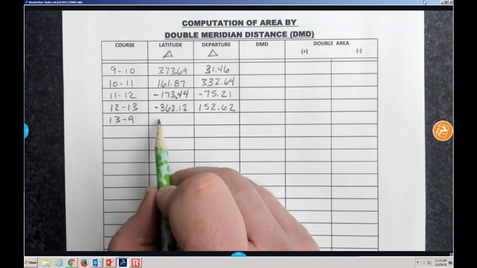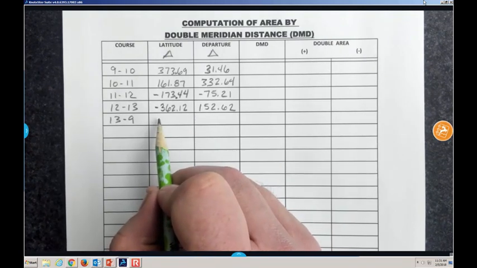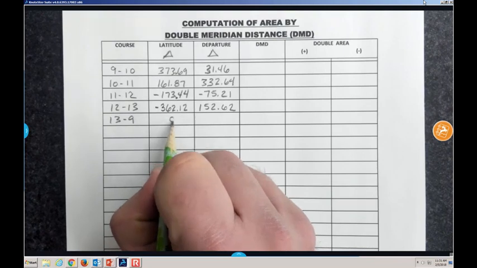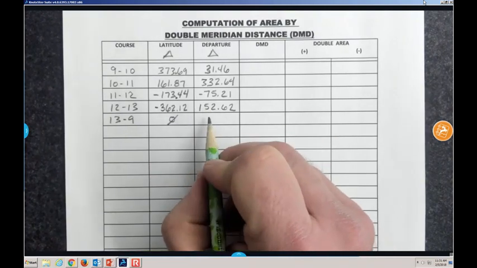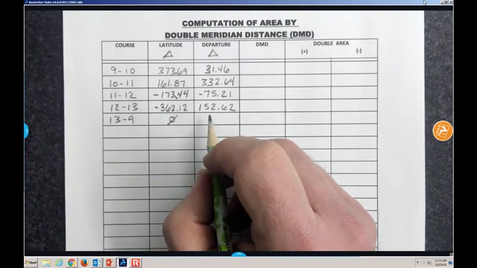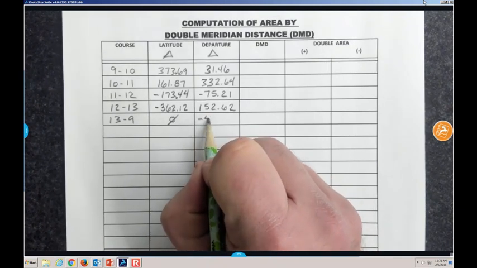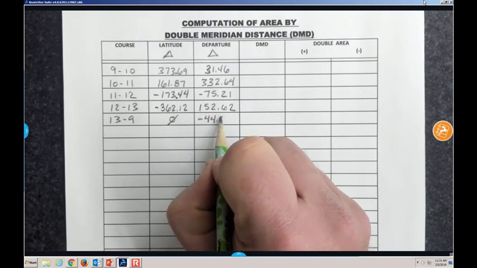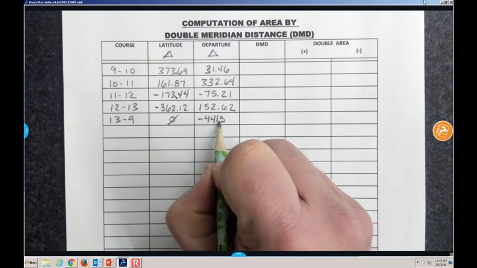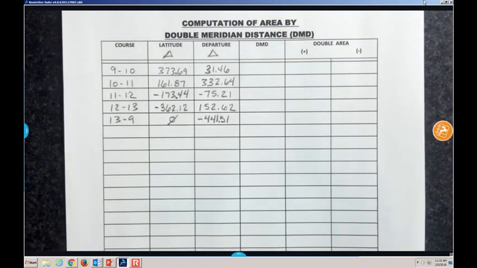Okay, so how about the change in latitude for 13 to 9? 0. Made it easy on you guys. And then how about the change in departure? 441.51. Okay.